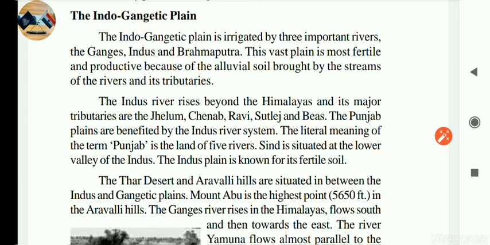Hi friends, I'm coming to the second part of the first lesson, that is Indo-Gangetic Plain. Simple, Indo-Gangetic Plain is nothing but the Indus river and Ganga river, and we have Brahmaputra also. But majorly the Indus and Ganga rivers flow in the northern area. That's why it is Indo-Gangetic Plain. The Indo-Gangetic Plain is irrigated by three important rivers, as I told: Ganga, Indus, and Brahmaputra.